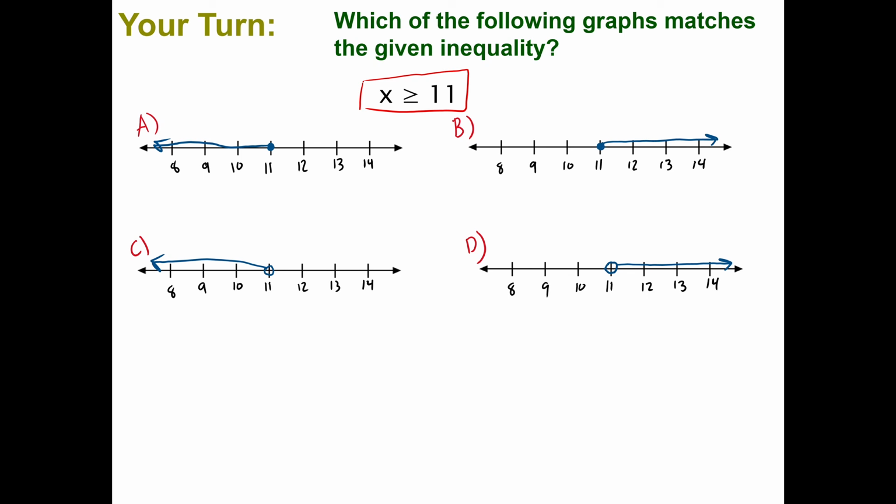So the correct solution to this is B. I'm looking at my inequality, I see that it has an equal to, so I know automatically it's not C or D because both of those are open circles. And then when I'm looking at x, I know that x is bigger than 11 because I'm saying x is greater than, so that means my arrow needs to go to the right over here. It needs to go in this direction, showing all the numbers are bigger than 11. So that is a brief tutorial on how to graph inequalities.